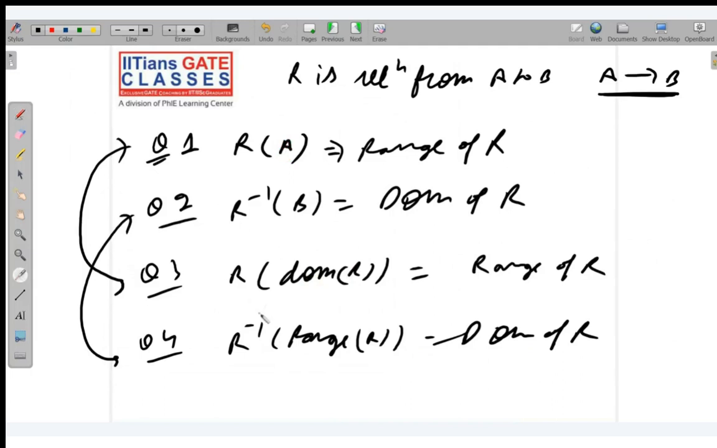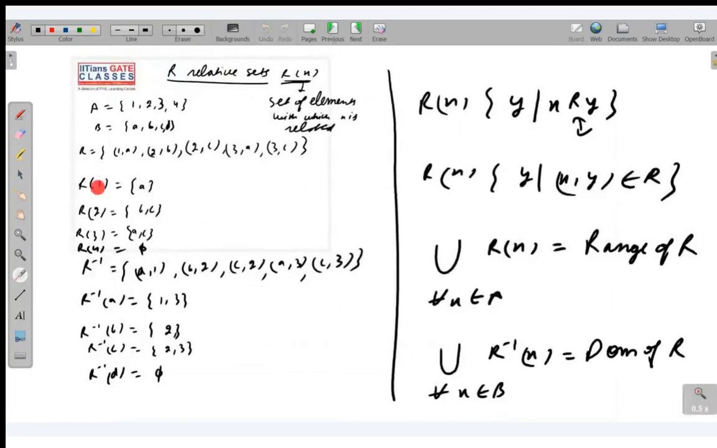So if something is missing, that will be represented by empty set. For example, see this here. R of 1, R of 2, R of 3, R of 4. The union of all these is nothing but R of A. R of A is nothing but the range of this relation. The range of this relation is A, B, C only. This is the perfect example. So if you take only R of 1, 2, 3, you simply skip 4. If you take 1, 2, 3 only, that is nothing but the domain. So R of domain of R will be range of R. Please let me know if you have any doubt.